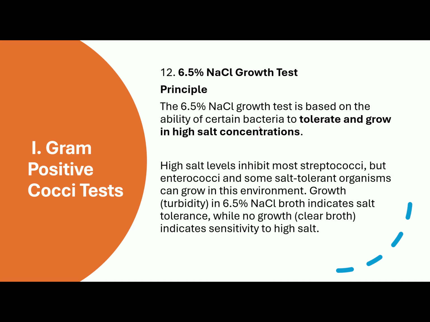Then another test for your gram-positive cocci is the 6.5% sodium chloride growth test. It is somewhat similar to the mannitol salt fermentation. This is based on the ability of your bacteria to tolerate and grow in high salt concentration. High salt levels inhibit most strep, but enterococci and some salt-tolerant organisms can grow in this environment. Growth turbidity in 6.5% sodium chloride broth indicates salt tolerance, while no growth indicates sensitivity to high salt.